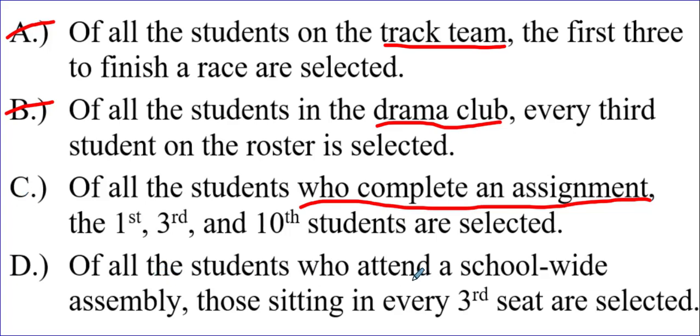Choice D, all the students who attend a school-wide assembly. Well, pretty much all kids are going to attend a school-wide assembly. So if that's the premise of where we're picking from, and we're picking kids from every third seat as the systematic way of getting our random sample from that school-wide assembly, choice D is definitely the best choice out of these four. Choice C wasn't horrible, but choice D was definitely more random because it was from all the students attending that assembly.